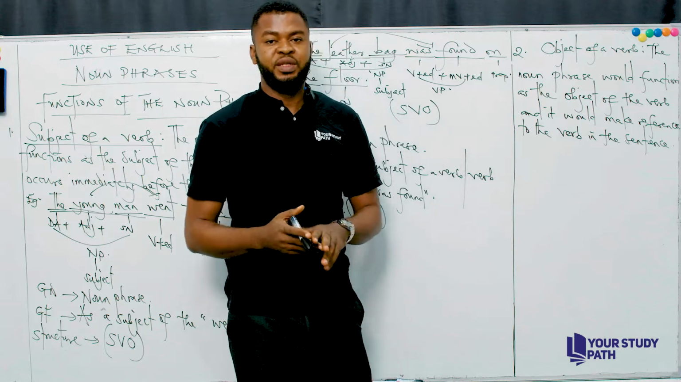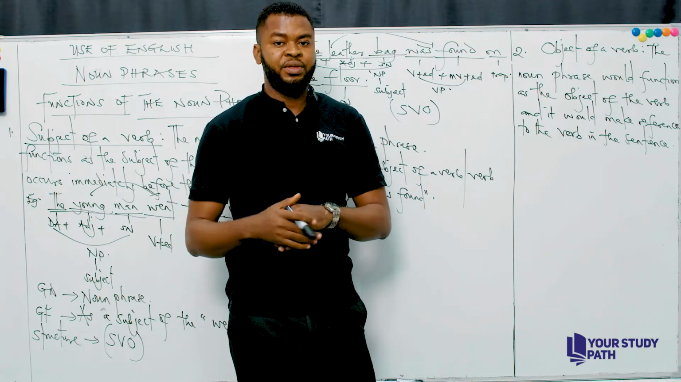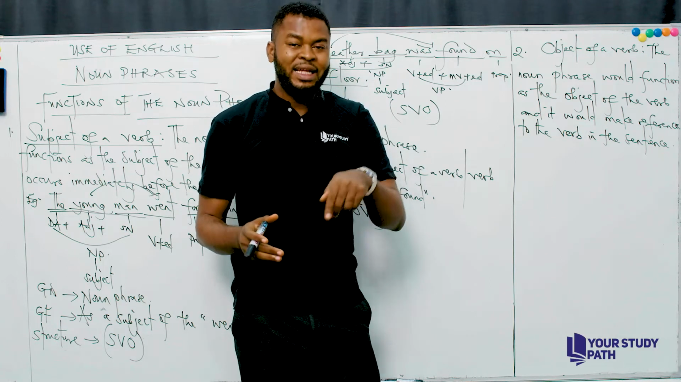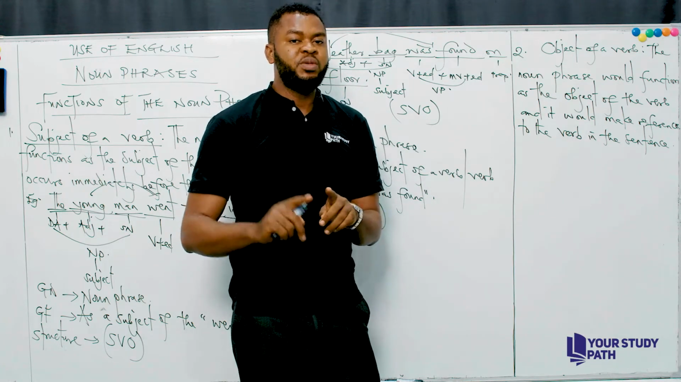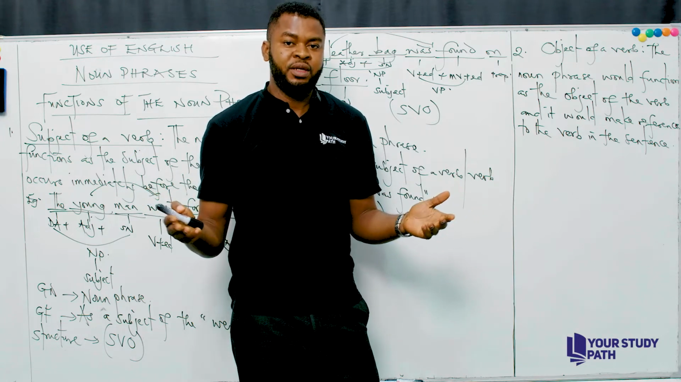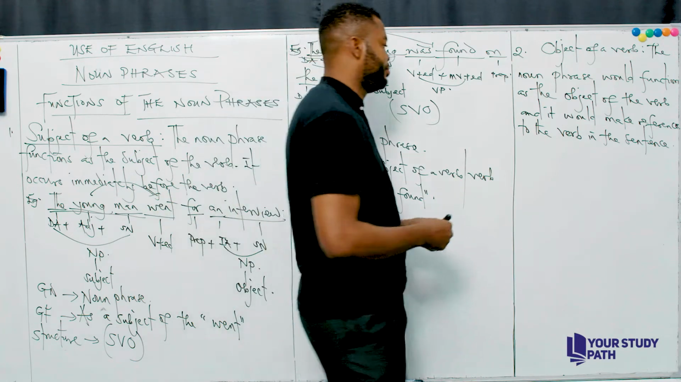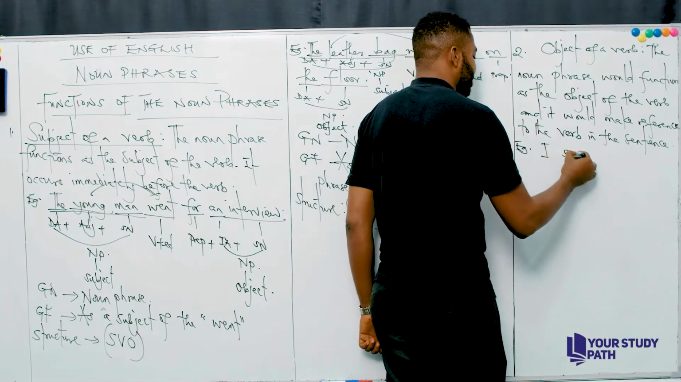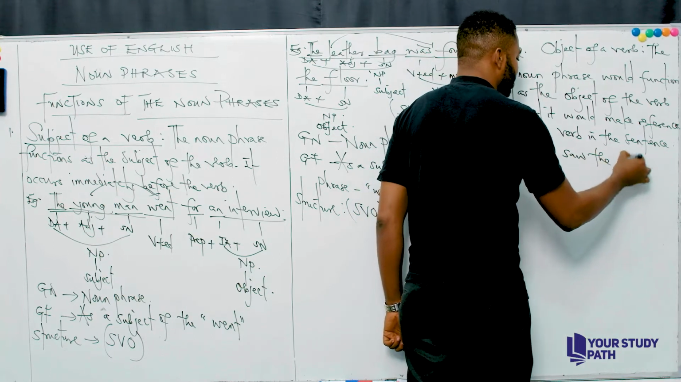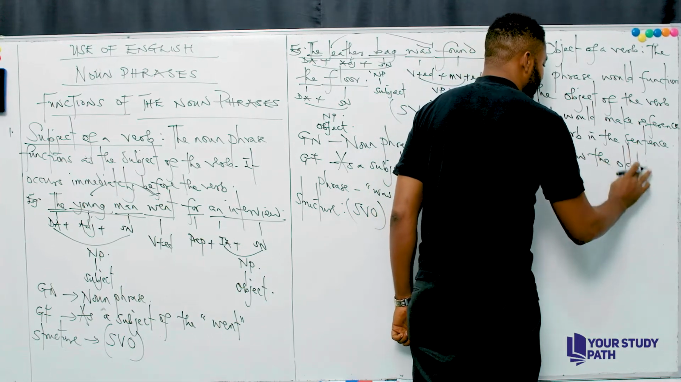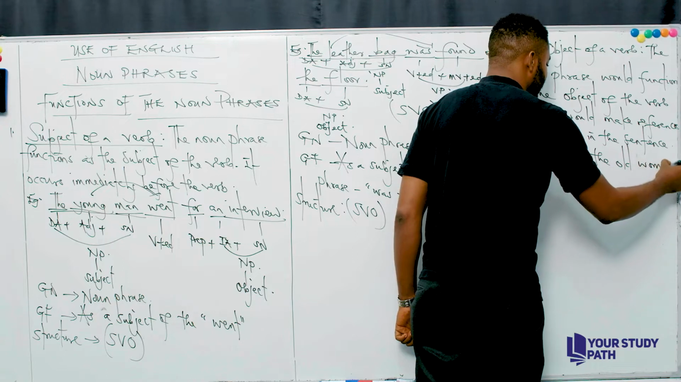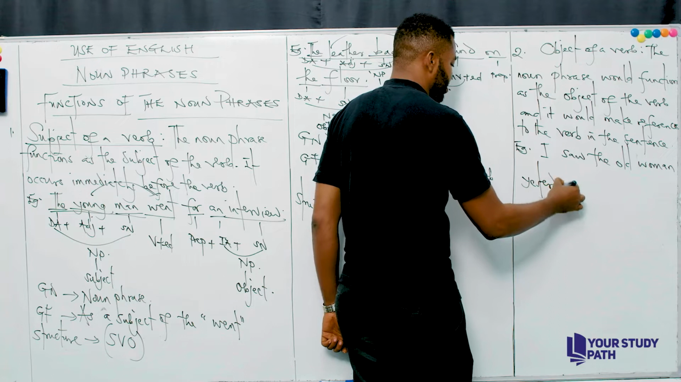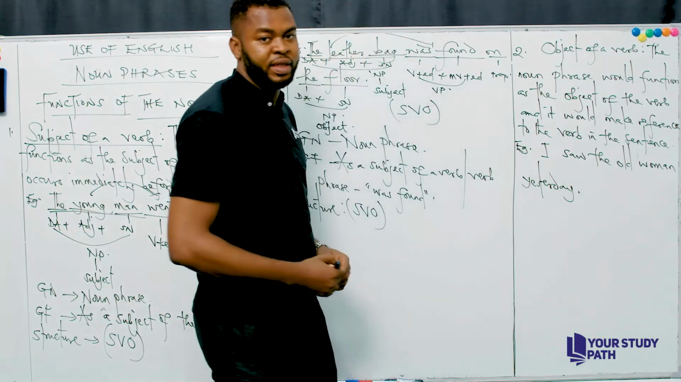Like I explained to you previously, when you have object of a verb, what you simply mean is that the noun phrase will function as the object in that particular sentence, and it must be making reference to the verb. Okay? Let me give an example. So I have, e.g., I saw the old woman yesterday.